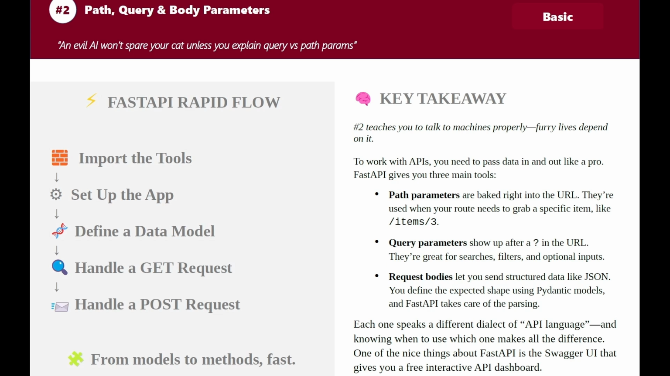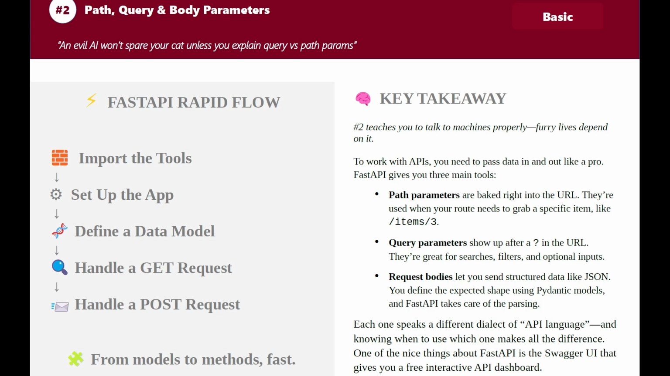Here's our rapid flow for this lesson. We have our import, define our model, handle get, and then we handle post. You learn how to go from models to methods, from raw inputs to structured API logic, and from chaos to clean JSON. So FastAPI speaks 3 types of parameter languages.